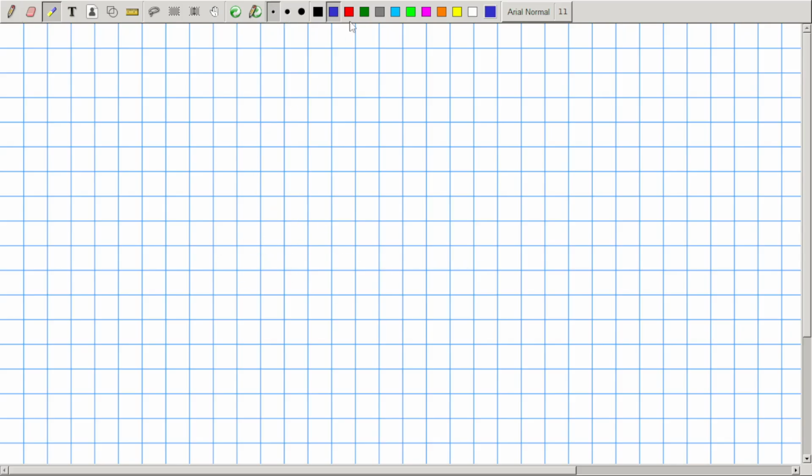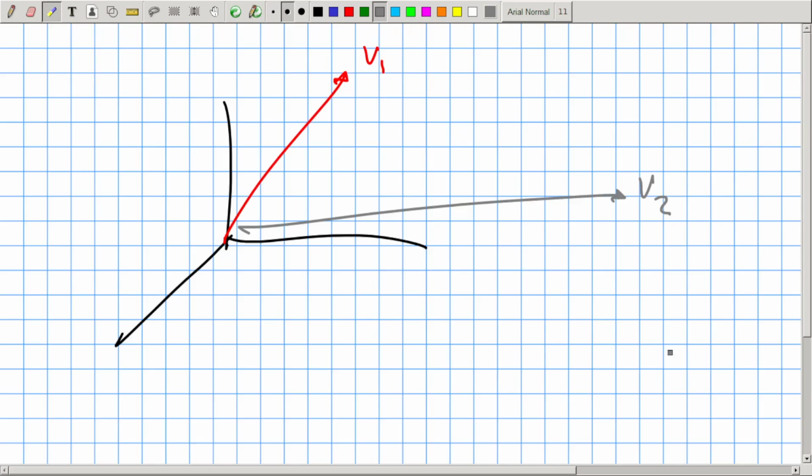R3. Oops, let's make it in this way. We have vector 1, V1, and vector 2, V2. How do I define in a three-dimensional space the inner product between those two things? It will be A1, B1 plus A2, B2 plus A3, B3.